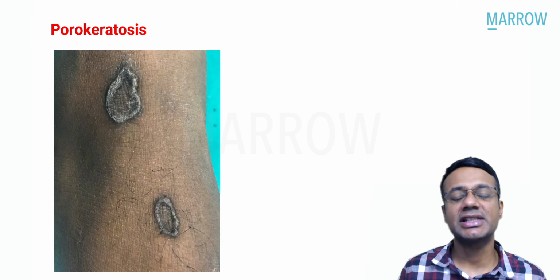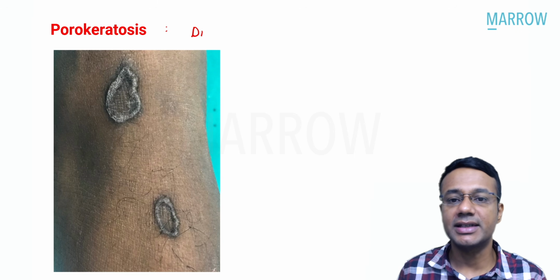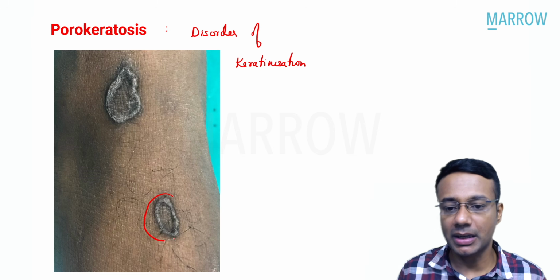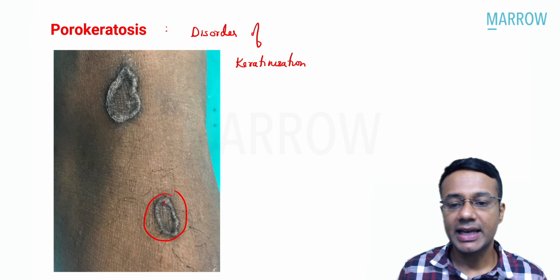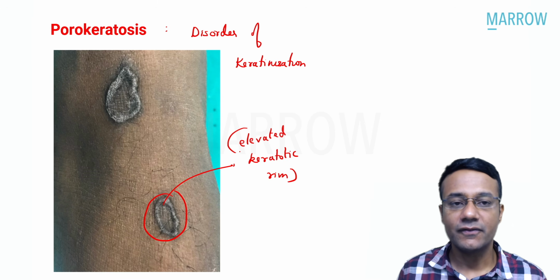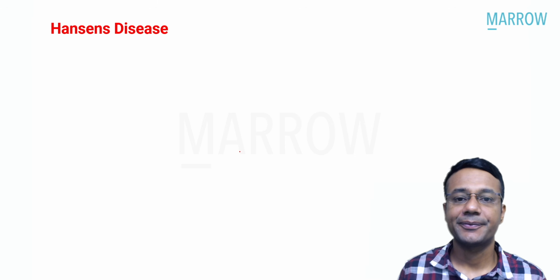Porokeratosis was an option this time in the exam, which has been asked for the first time. So what is porokeratosis? It is a disorder of keratinization. What we find here is annular plaques. So this is point number one. And you have an elevated keratotic rim, which forms the annulus.